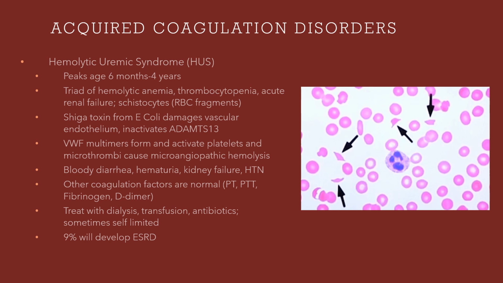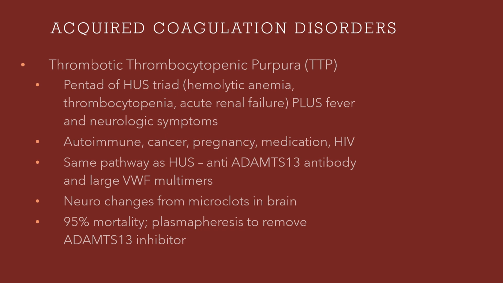and then the kidney problems can cause high blood pressure too. The other coagulation factors should be normal, your fibrinogen, D-dimer, PT, and PTT, because there's no factor deficiencies. We would treat with dialysis, transfusion, antibiotics. Sometimes these HUS patients are self-limited, but about 10% will go on to develop chronic kidney disease or end-stage renal disease. So to contrast with HUS, a different acquired coagulation disorder is TTP, or thrombotic thrombocytopenic purpura.